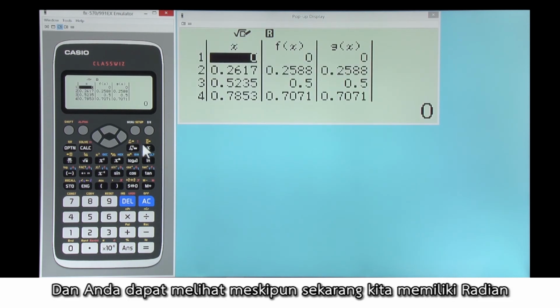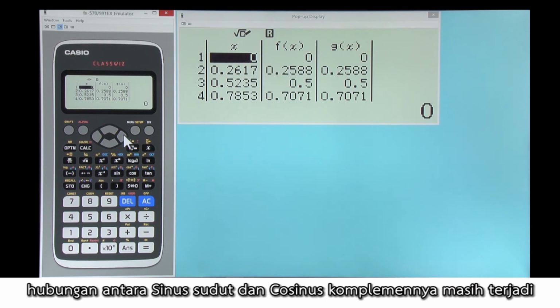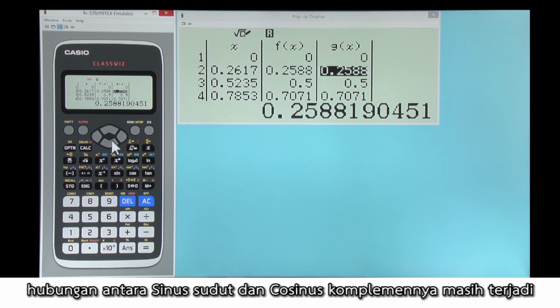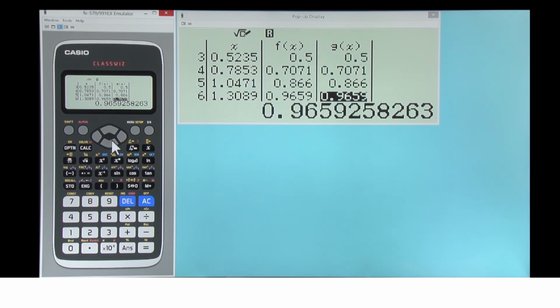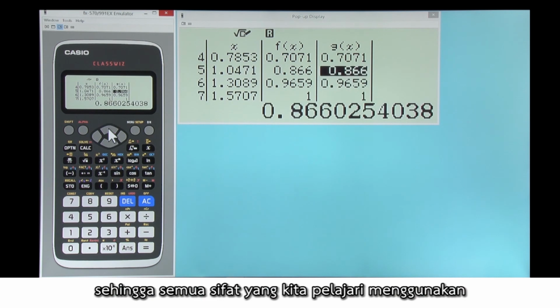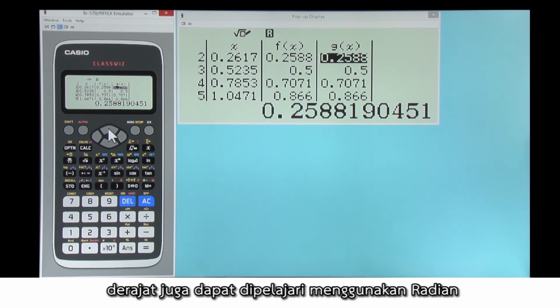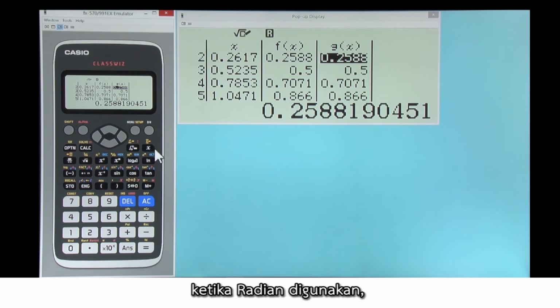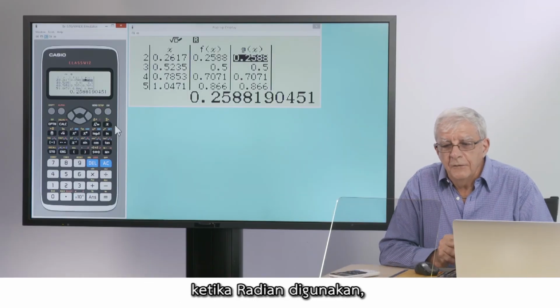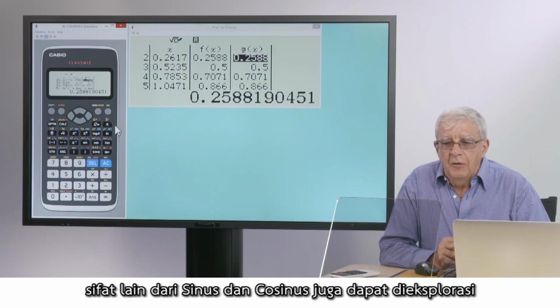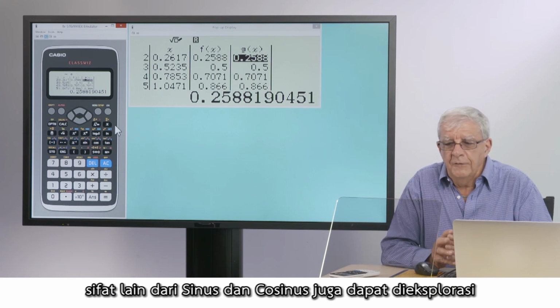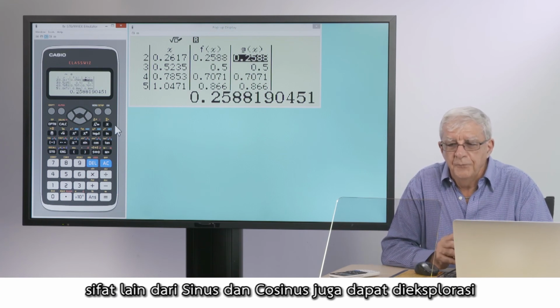And you can see, although we now have radians, the relationship that the sine of an angle is the cosine of its complement is still the case. So all of the properties that we study using degrees can also be studied using radians. Okay, when radians are used, other properties of sines and cosines can also be explored.